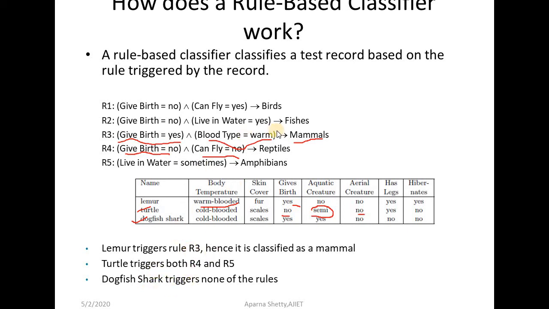This rule set does not satisfy both the properties. It does not satisfy the mutually exclusive property because one record triggers more than one rule. As well as it does not satisfy the exhaustive property because a given record is not triggered by any of the rules. For example, dogfish shark is not triggered by any of the rules in the rule set.